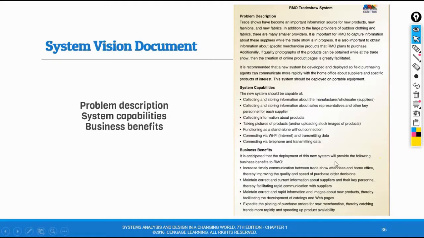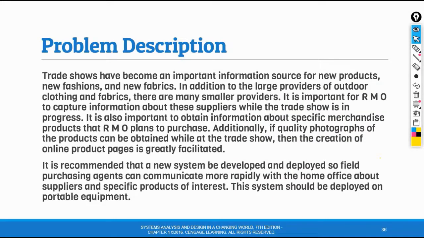Here you can see the example of the system vision document for this project. You can pause this video to read the problem description and the other parts of the system vision document for you to understand more about this project.